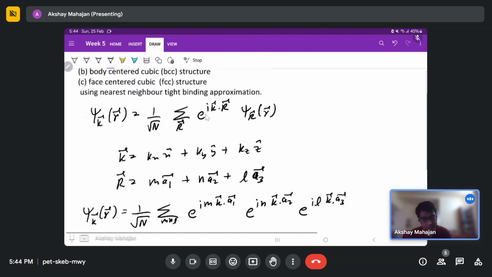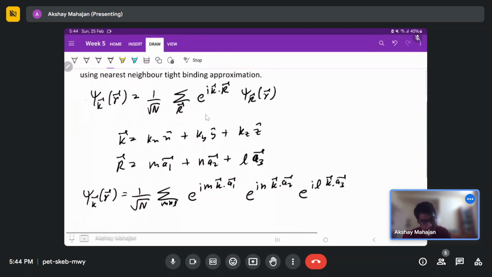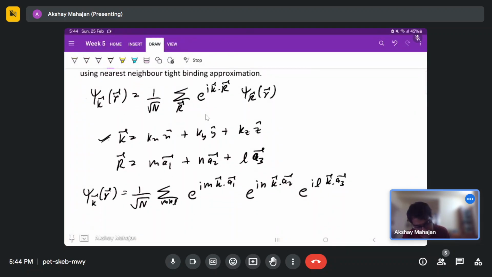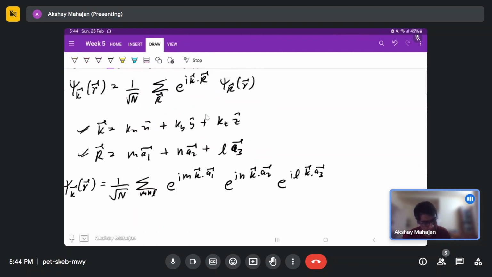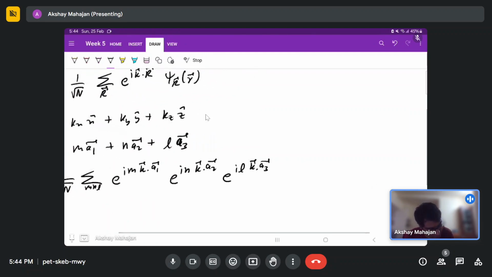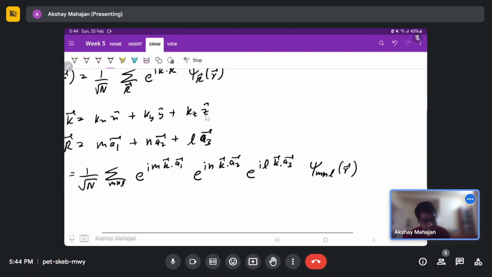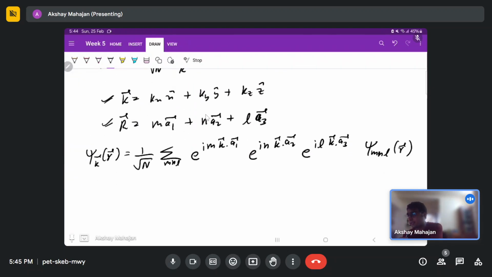I have written e to the power i k vector dot r vector. Just do the dot product of this k vector and this r vector, as we have done for the triangular lattice as well, and for the 3-dimensional case we will get this times whatever our atomic orbitals are, psi m n l of r vector at that lattice point.